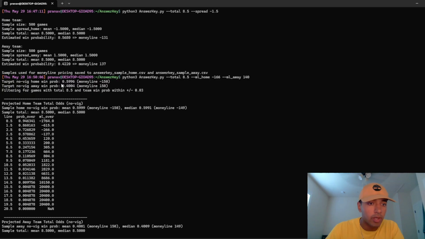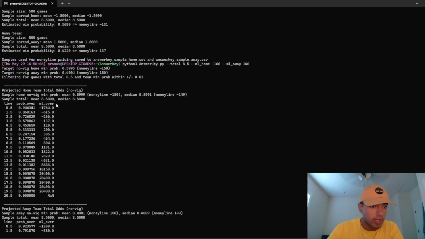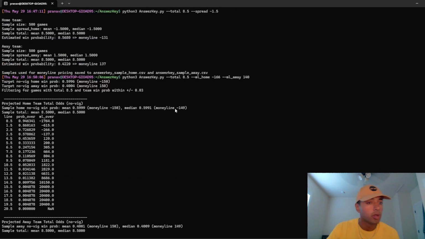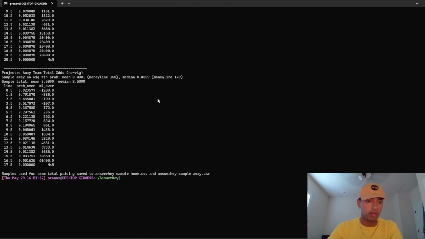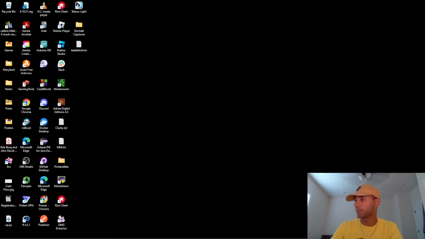So it calculated our no vig money line as 150 minus 150. And it looks like in our home team sample, we have an average money line of minus 150 and a median of minus 149. Same thing over here. So it's then counting how many games did the team total go over X and creating this table. And the samples are also saved to home and away. I can show that real quick as well.